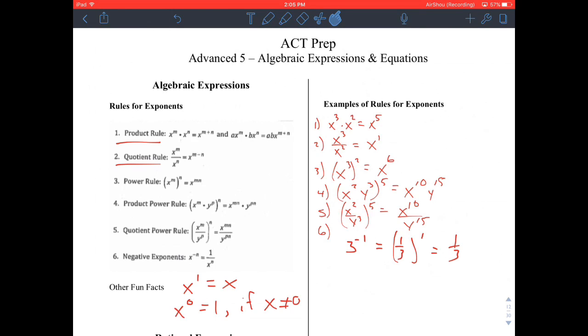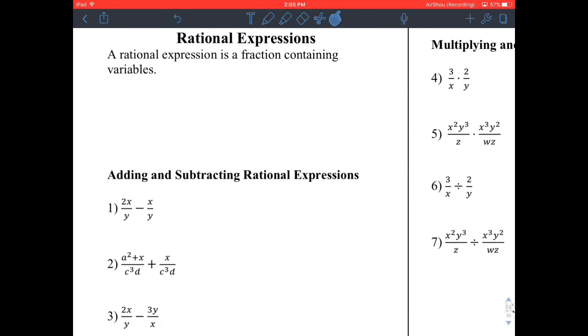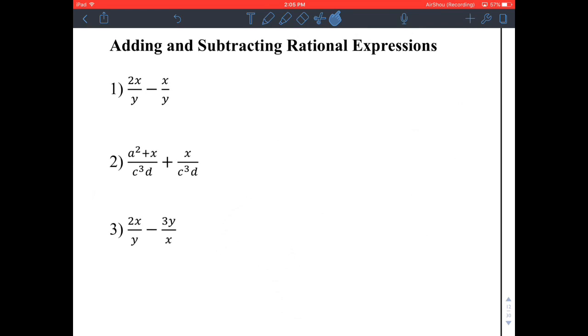Let's do some real examples here. Rational expression, not radical. A rational expression is an expression that has a rational number in it, and a rational number would mean that it has a fraction in it. Adding and subtracting rational expressions. To add or subtract, you need common denominators. That's the bottoms. If they're the same, you add or subtract the tops.